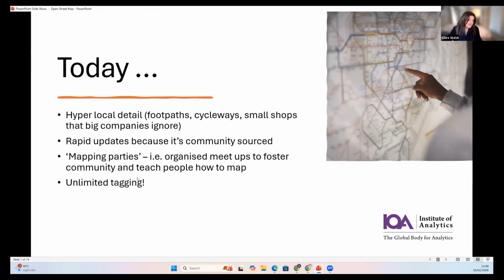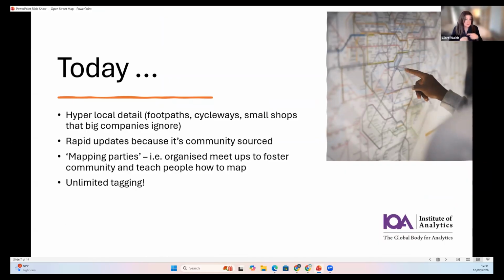So today, it's nothing like it used to be. You've got hyper-local detail because it's built by you, the people who live there. We've got footpaths and cycleways, places that Google Maps can't go. Small shops that big companies might ignore have been added to the list. Not all of them, but a lot of them. We get very rapid updates.